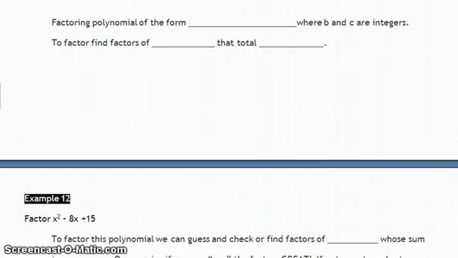So what do we do if we can't find a greatest common factor, or we have a polynomial that's in the form of x squared plus bx plus c, where b and c are integers? Well, we can break that down into its two binomial factors, and there's a process for doing that. So we need to find two factors of c, of that constant, that total or add up to b.